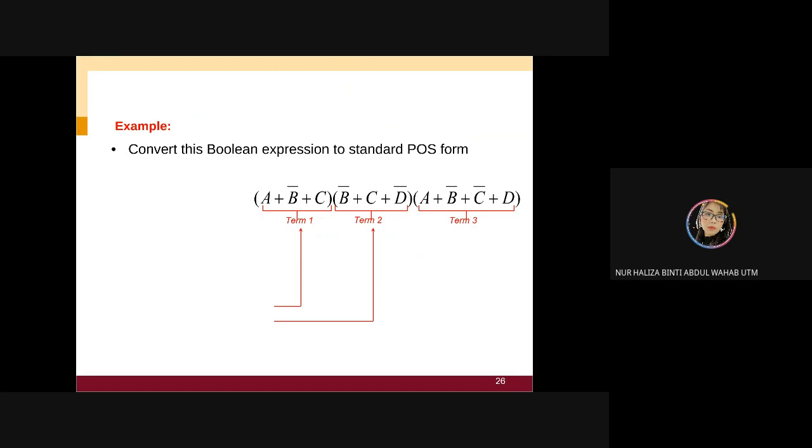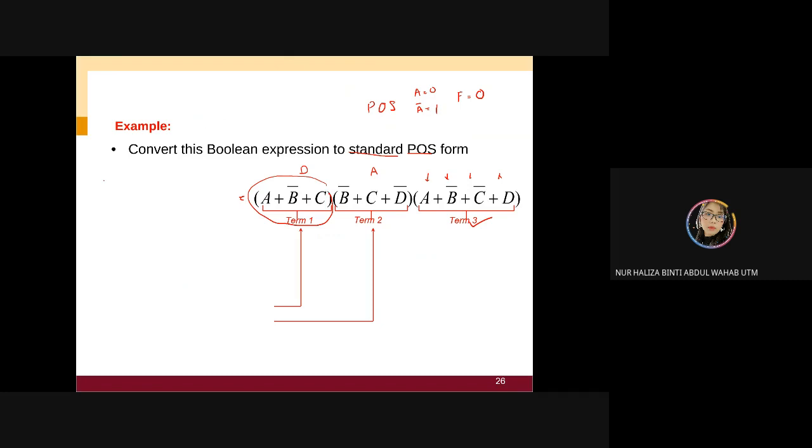Okay, let's say we have this here. When we look over our POS, we will see that, okay, this is POS, and we remember that A equal to 0, A bar equal to 1, our F will be 0. We're going to have over here 4 variables. Term 3 is complete, which is standard POS. But our term 1 here is missing D. Our term 2 is missing A. Let's try to solve our term 1 first.